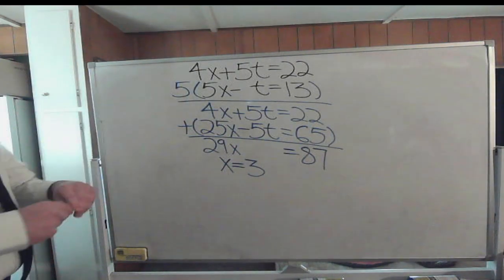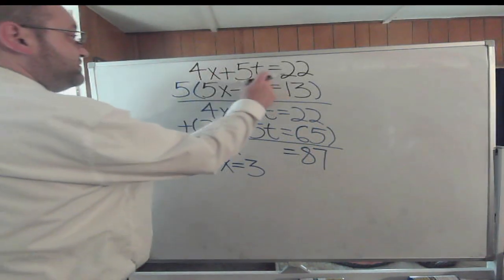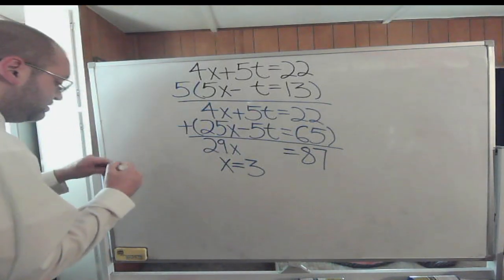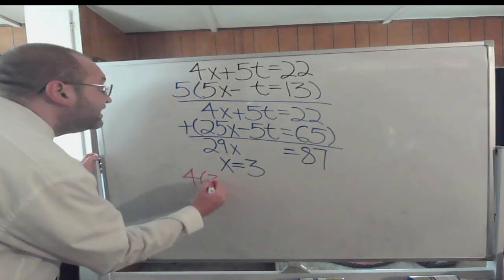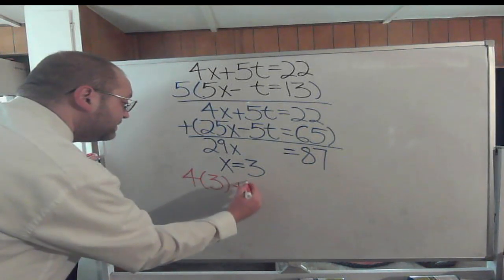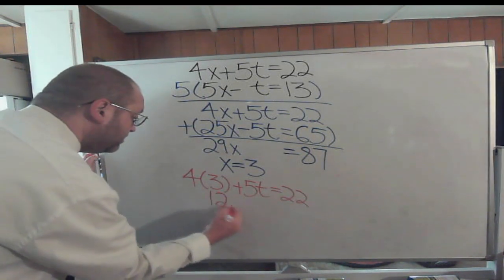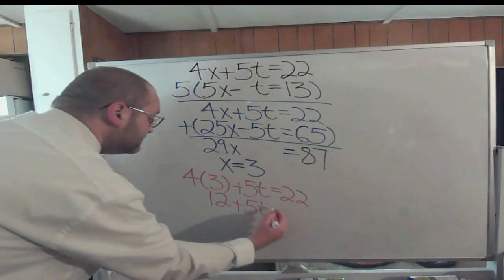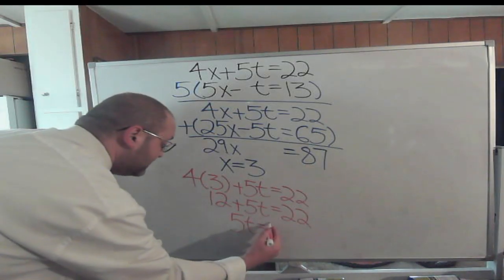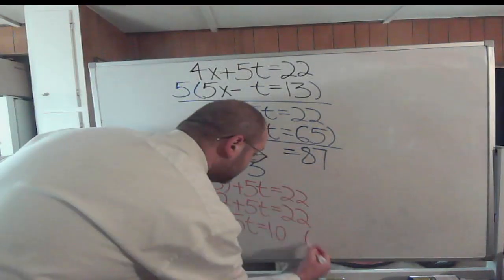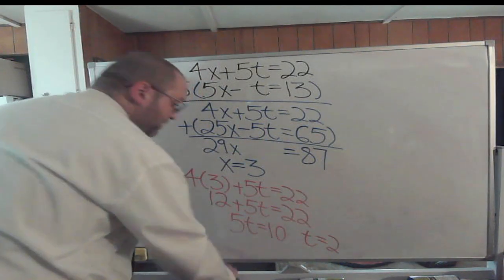Now we need to get the t value. So you just take your x, stick it into one of those equations. I'm going to go with 4x plus 5t equals 22. Let me write in red for that. So we'll take 4 times 3 plus 5t would equal 22, which means you would get 12 plus 5t is equal to 22, which means 5t would equal 10, which simply means t equals 2. So the t value of the solution is going to be 2.